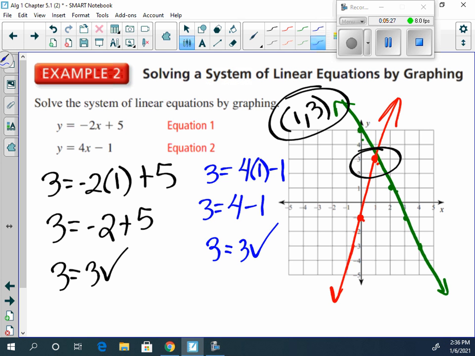So these here are the equations. This is the point, 1, 3, the solution for the system of equations. Questions on this here? Okay.